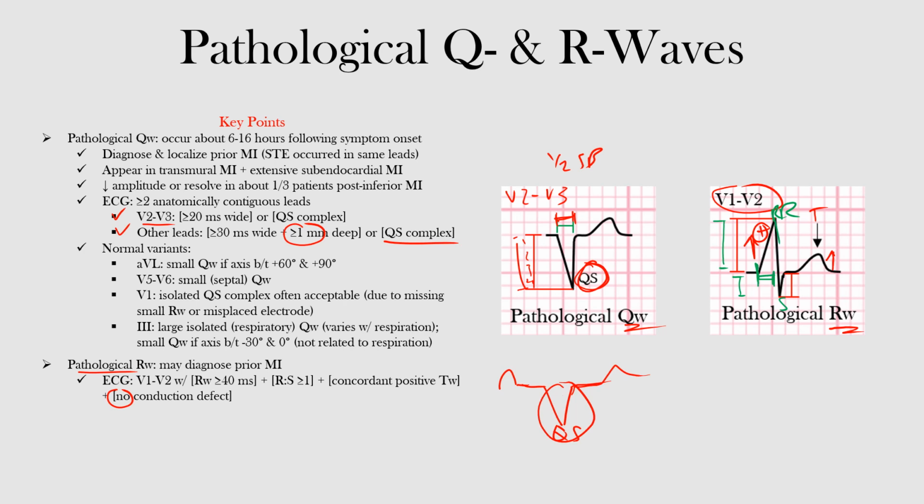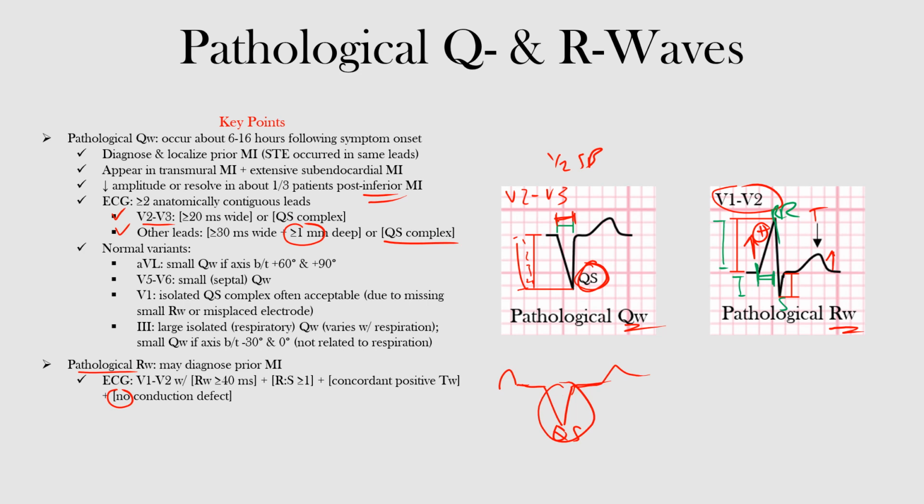All right, so let's review what we discussed before we end here. So pathological Q waves, remember, these occur about 6 to 16 hours following symptom onset. They sometimes can appear sooner. We use them to diagnose and localize prior MI because remember, these are the same leads that the ST elevation occurred. They appear in transmural MI as well as in extensive subendocardial MI. So they're not limited to transmural MIs, okay? They have a decrease in amplitude, or they can resolve in about 1/3 of those after an inferior MI.